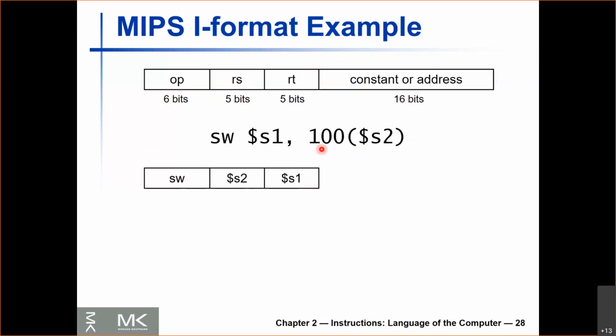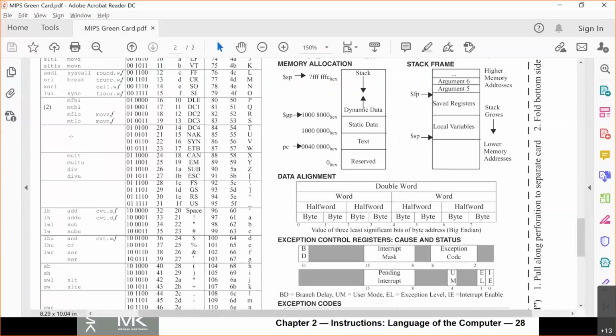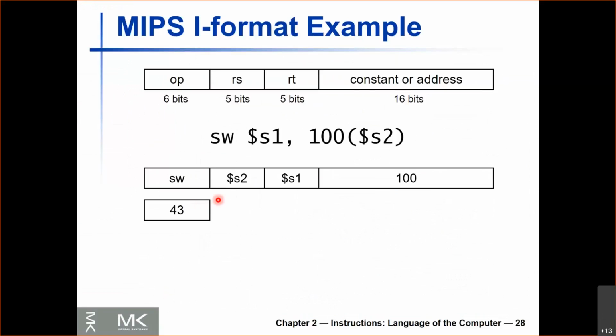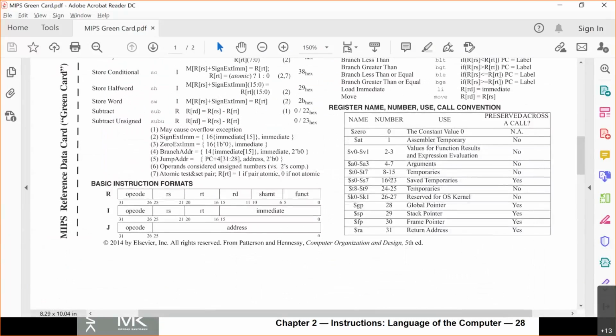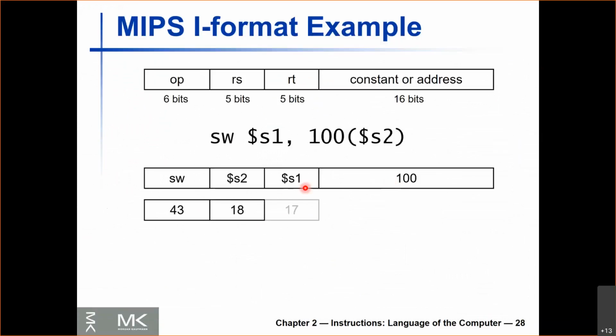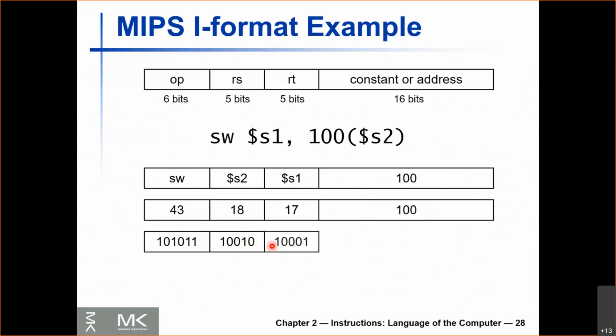And the constant offset is 100, which is 100 over here. And then I want to find the corresponding numbers. So store word, the opcode for store word is going to be, look it up in the table, it's 43. So I'm going to put 43 over here. S2, I look it up in the table up here for registers. So here it tells me S0 is 16, so S2 is 18, S1 is 17, and the constant is 100. Okay, and then I convert these to binary. So 43 in binary is this value, 18 in binary, 17 in binary, 100 in binary as 16 bits. And now I have the 32-bit sequence that represents a store instruction.